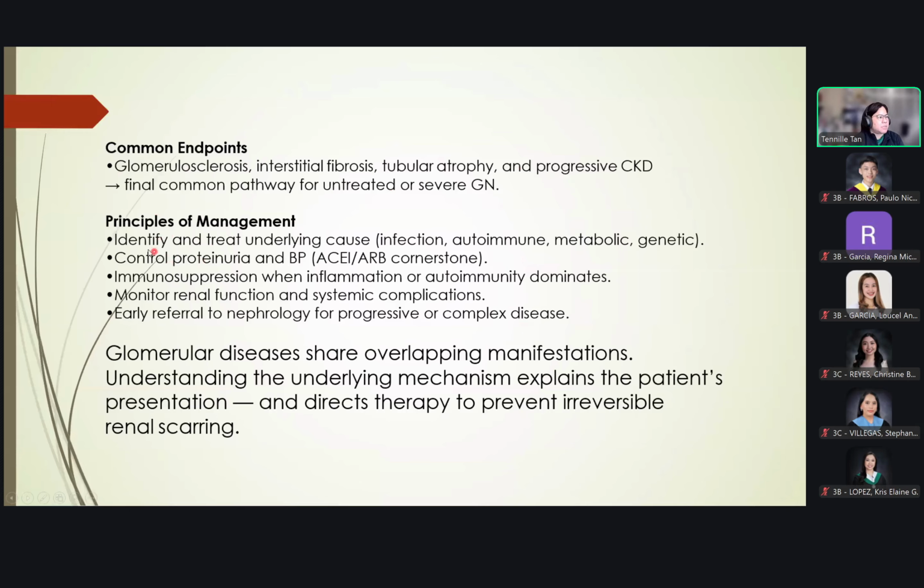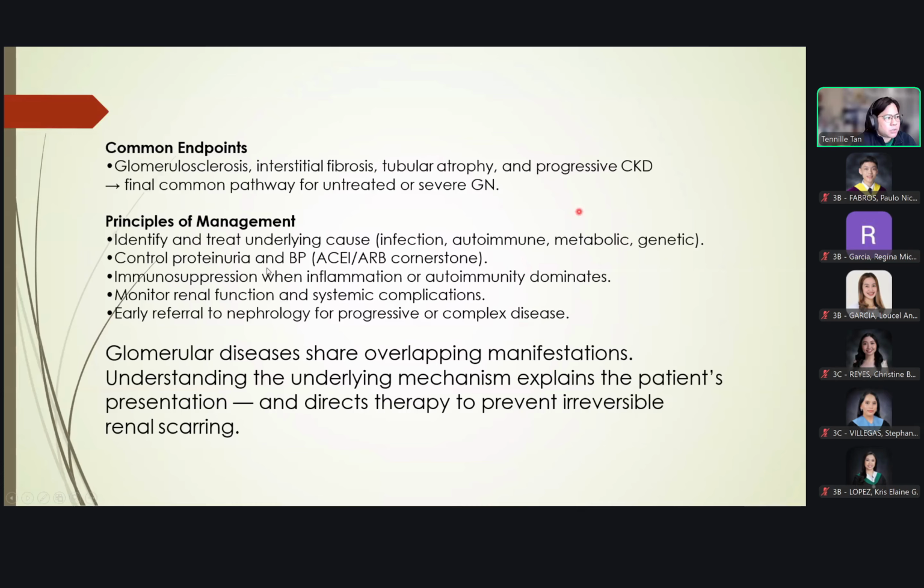Principles of management: you want to identify and treat the underlying cause. That's why part of the diagnostics that we order for patients presenting with either hematuria or proteinuria is hepatitis screening and other things, to make sure that we're not missing other potential underlying causes, causing only a secondary and not a primary GN. So we want to make sure we rule out infection, autoimmune disease, and metabolic or genetic disease.